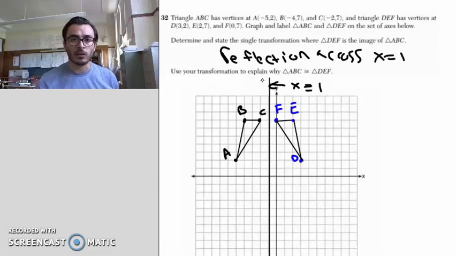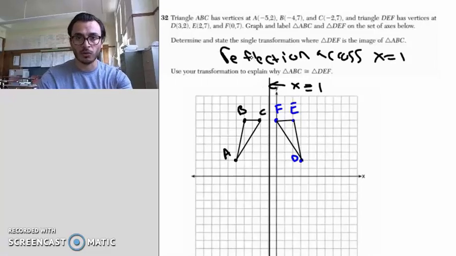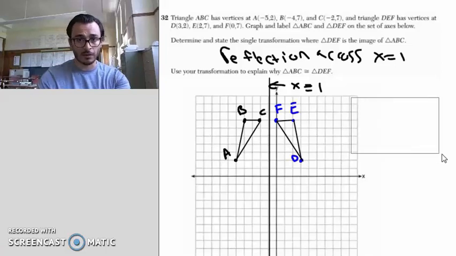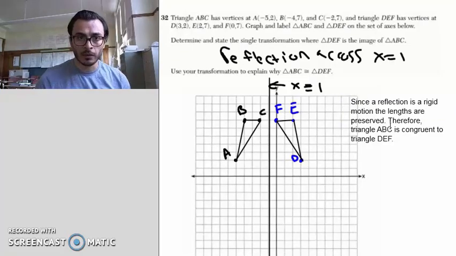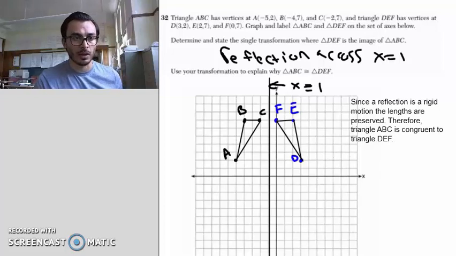The second question says, use your transformation to explain why triangle ABC is congruent to triangle DEF. Okay, let me get my little typewriter for that. This is not a very hard explanation. It's actually very simple. So here is the explanation: since a reflection is a rigid motion, the lengths are preserved. Therefore, triangle ABC is congruent to triangle DEF.